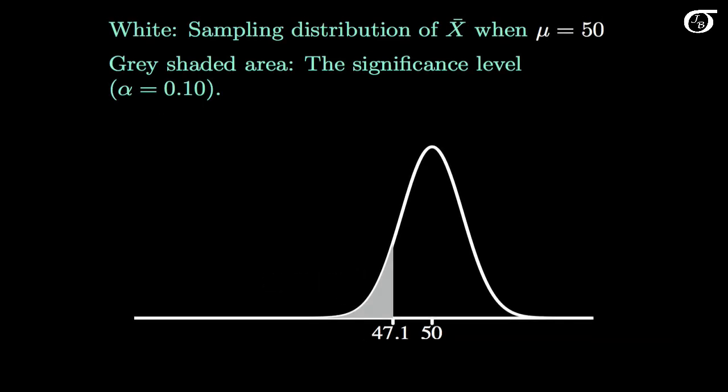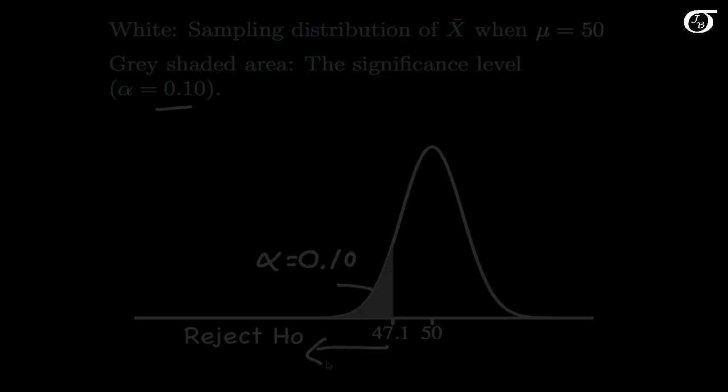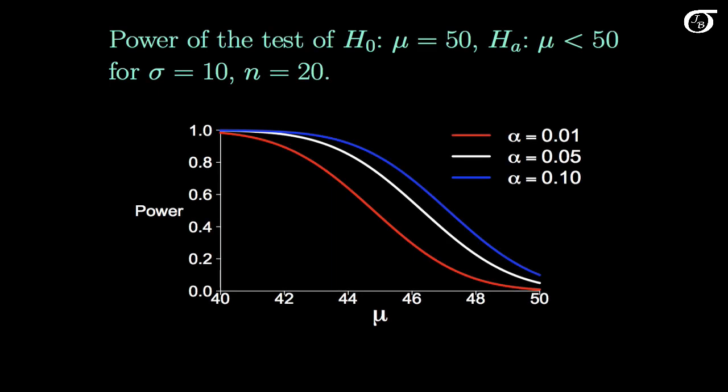But if we were to let alpha increase to 0.1, then this shaded area of alpha is 0.10, and we've made it easier to reject the null hypothesis here. And since it is easier to reject the null hypothesis, our test will have greater power. Here's a summary of the power curves for various values of alpha. Here's sigma as 10 and n as 20, but we're going to let those vary a little later on.